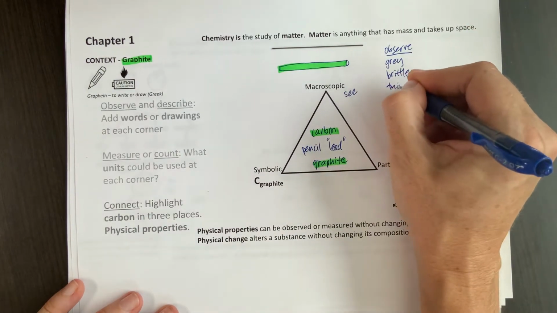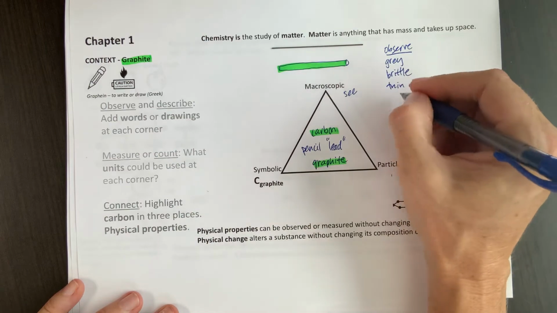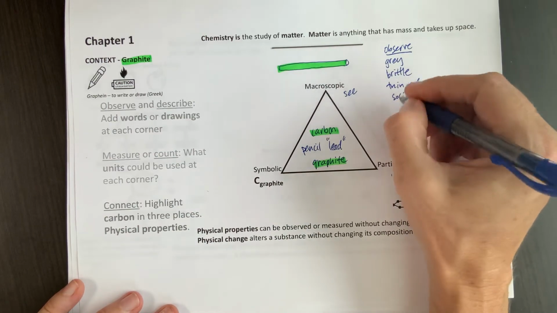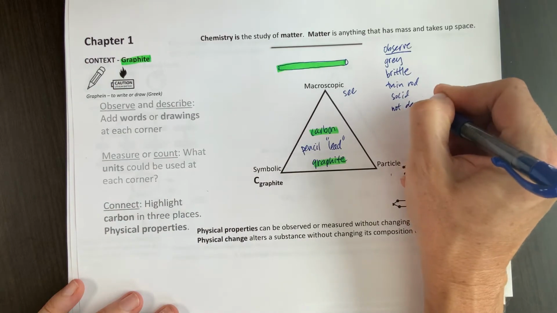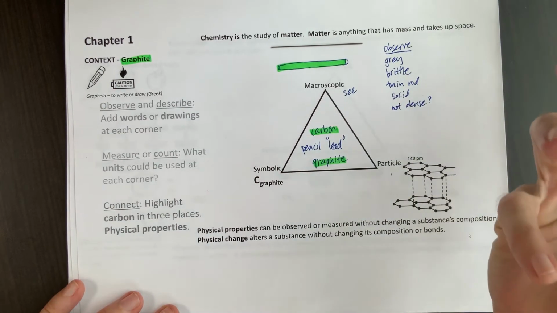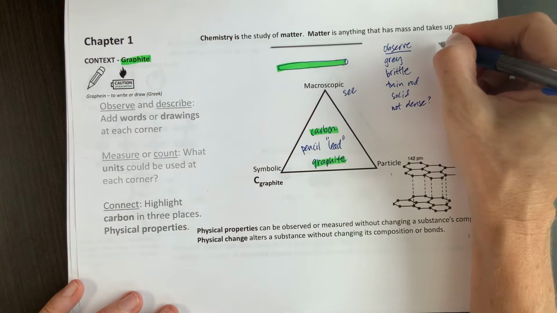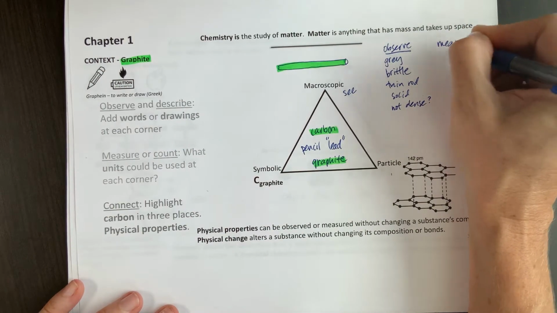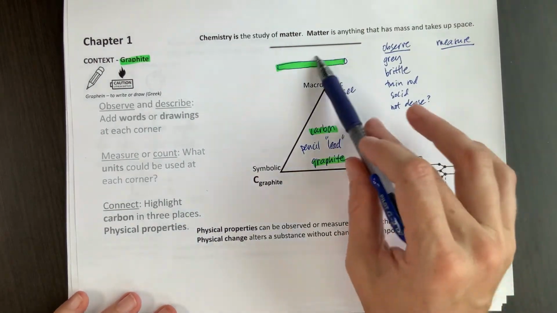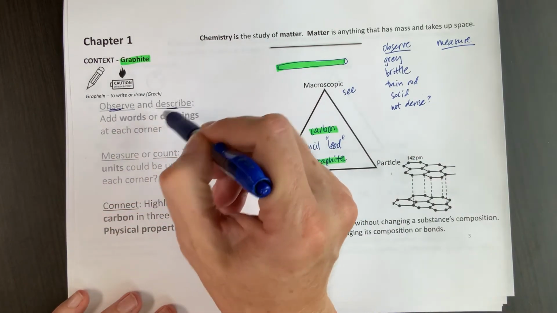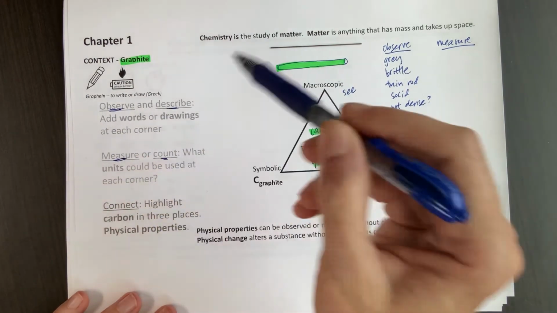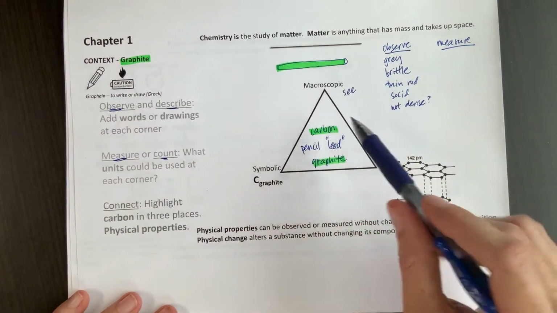I could say that it's a thin rod. I could say that it's solid. When I pick it up, it doesn't feel very heavy, so I might even put a question mark. I don't think it's very dense. It doesn't feel very heavy when I pick it up. I could also measure this. So when we look at the macroscopic, we want to be able to observe it, describe it, measure, and count it. We want to quantify what I've got here.